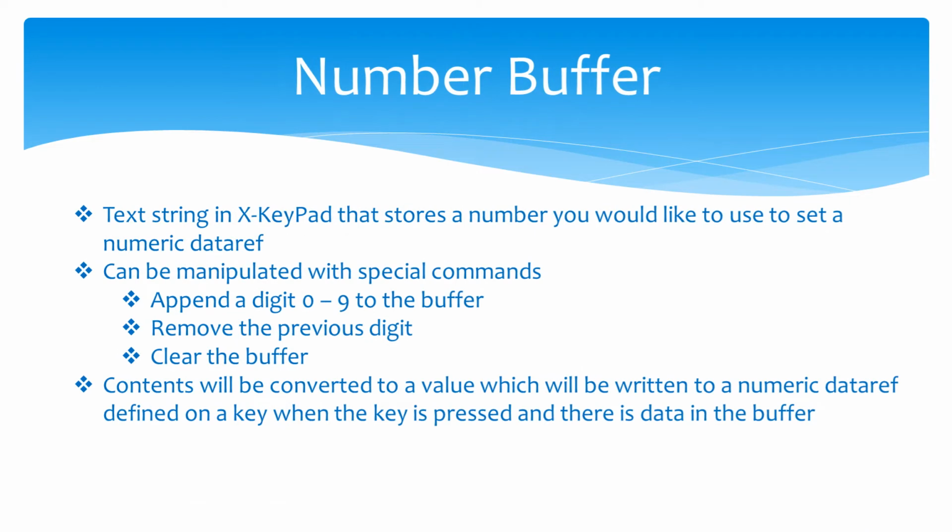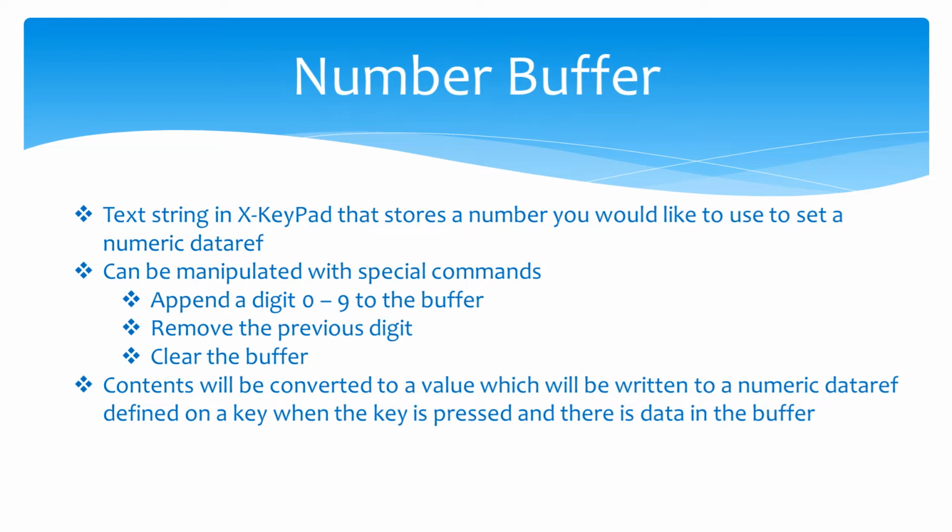So this number buffer, what actually is going on with this thing? Inside X-KeyPad, it's a text string that X-KeyPad is maintaining, and it stores the character representation of the number you might like to use to set a data ref. As an example, if I wanted to set COM1 to 121.5 megahertz, what the number buffer is going to have in it is the characters 1, 2, 1, decimal point, 5. Okay?